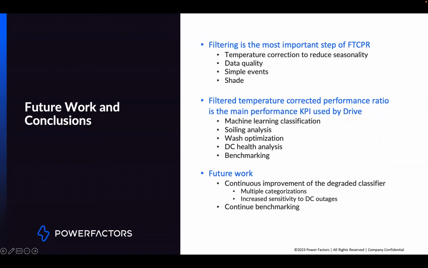I'd like to conclude today by restating that the daily filtered temperature corrected performance ratio is the main performance KPI used by Drive. We believe the key components here are both the temperature correction to reduce seasonality and the robust filtering to remove data quality issues, events, and shade. FDCPR then feeds into our machine learning classification, soiling analysis, wash optimization, DC health analysis, and benchmarking. Most of the work presented here is being continuously improved upon, particularly the machine learning classifier and the benchmarking. We're hoping to add multiple daily categorizations to the classifier, as well as increased sensitivity to smaller DC outages.